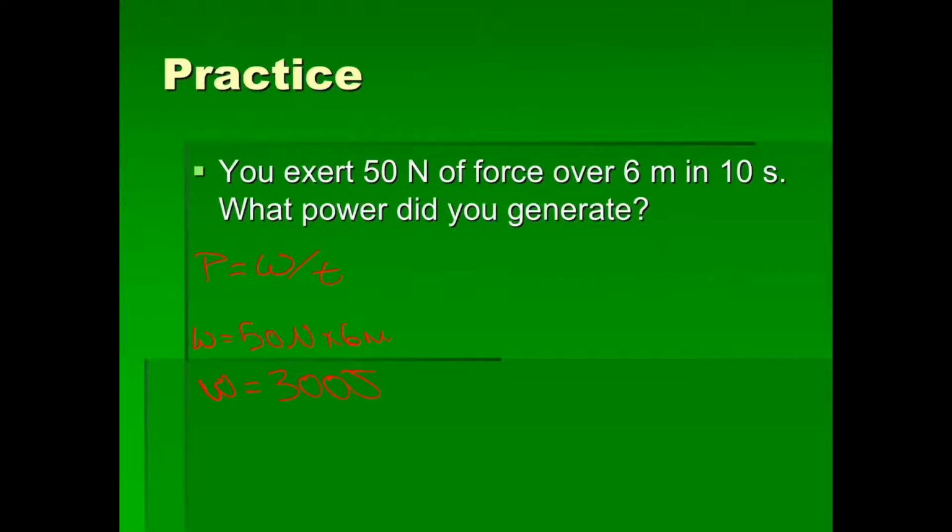300 joules of work. Now we can take this number and put it into our power equation. So 300 joules divided by our time, which is 10 seconds, and we should get a number of 30 watts of power. So you generated 30 watts of power while exerting 50 newtons of force.